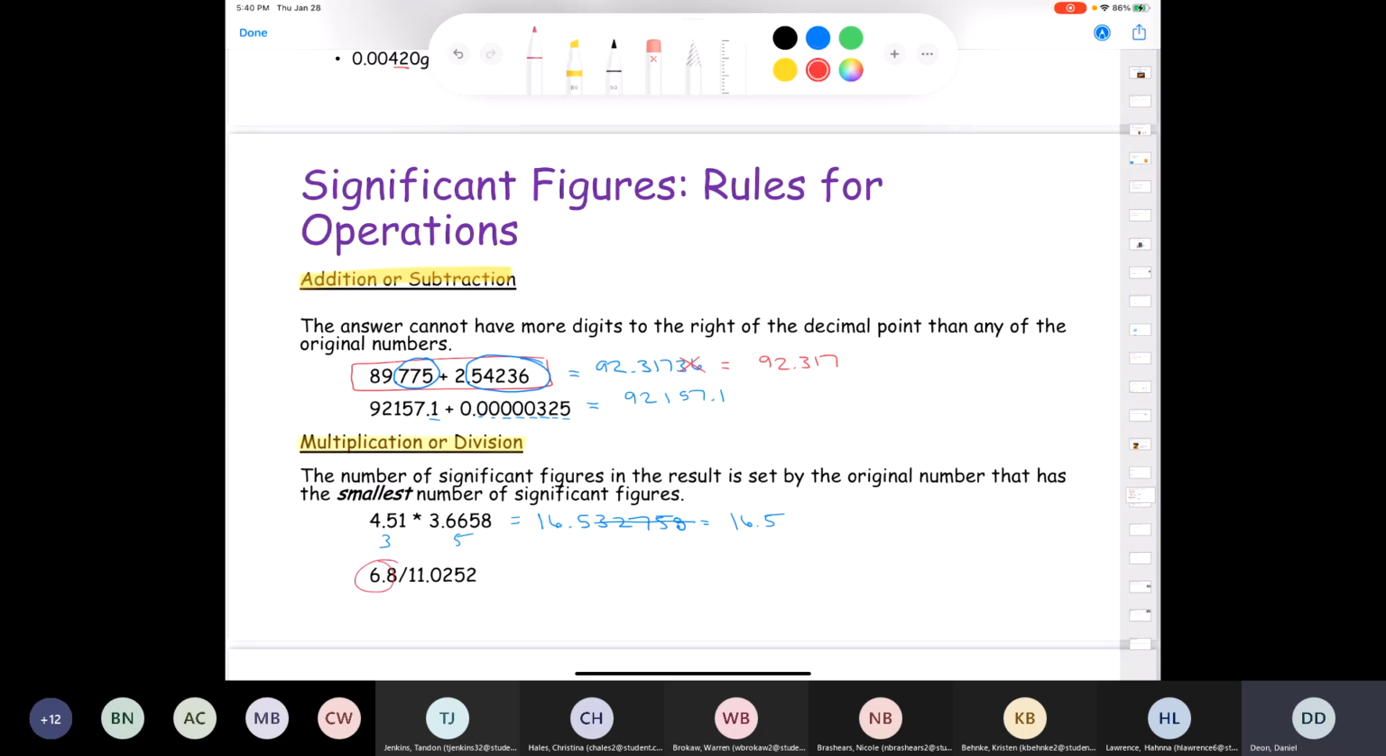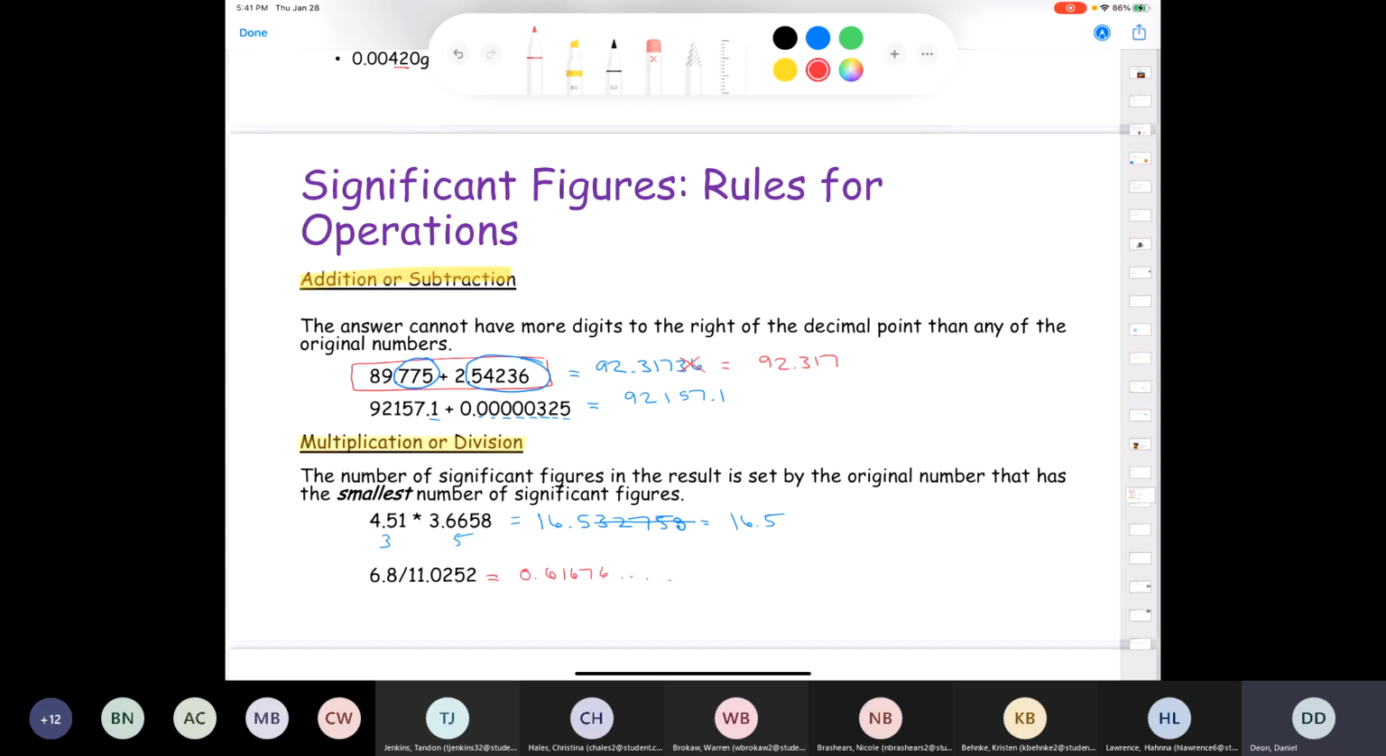The next one, I have 2 sig figs in my numerator, and I have 6 in my denominator, so my final answer can only have 2 sig figs. So let's punch that in our calculator. 6.8 divided by 11.0252. I get this huge number. I'm not going to write the whole thing out, but it says 0.61676, blah, blah, blah, like that.